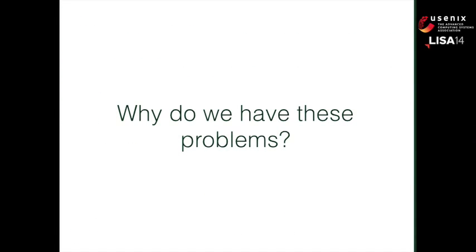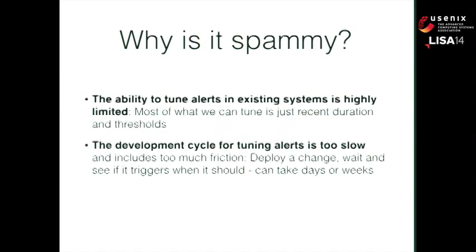So why do we have these problems? What are the sources of these problems? One of them, I said, was spammy. Why is it spammy? I think it's spammy mainly for two reasons. The ability to tune alerts in existing systems I found to be highly limited. Most of what you can tune is just maybe the recent duration, like the last three values, and you set a constant number as the threshold: 5, 10, 15, whatever. That's sometimes useful, but often fragile and requires high maintenance.